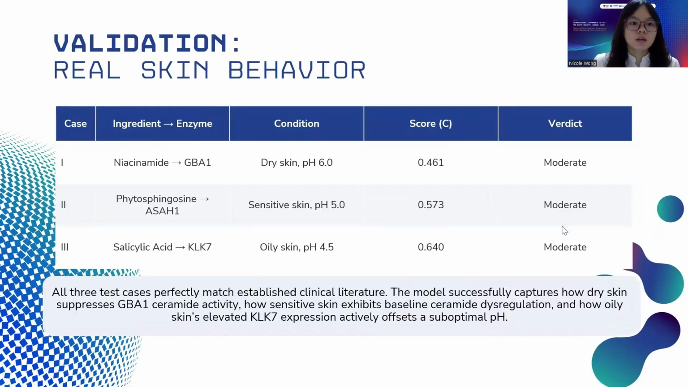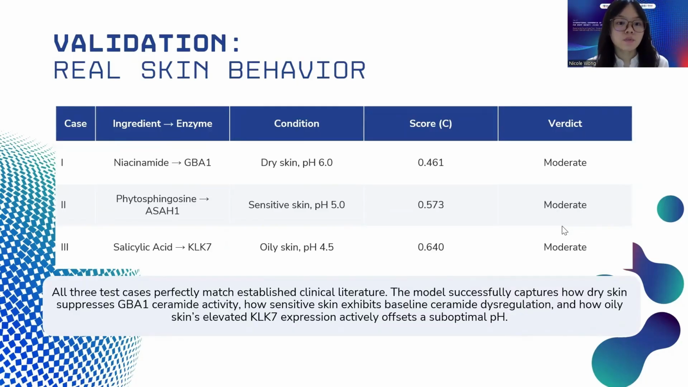Next. To make sure our system wasn't just picking up random, meaningless patterns, we tested it on three cases that reflect real clinical conditions. So first is niacinamide targeting GBA1 on dry skin at pH 6.0. The score came out to 0.461 or moderate. This matches what dermatology research already tells us, that GBA1 struggles to produce ceramides on dry skin.